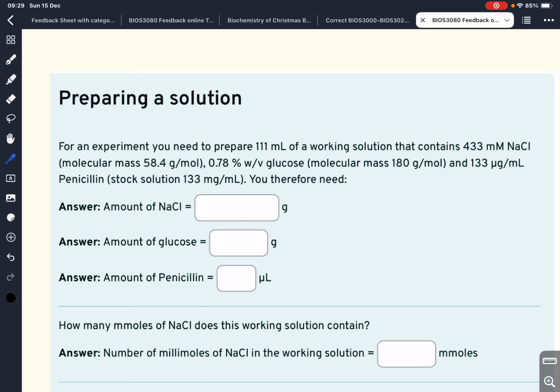So the first question was about preparing a solution, and we have basically sodium chloride that we need to prepare. We need to prepare 111 milliliter of this solution. I just randomly have chosen one of these questions. I could have chosen any other, but it simply shows you how we need to calculate these things. So 111 milliliter of total volume. We want 433 millimolar sodium chloride.